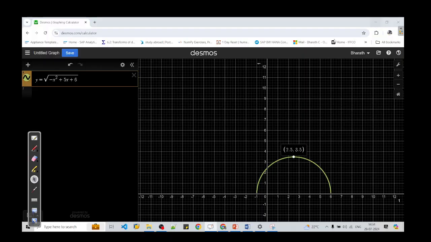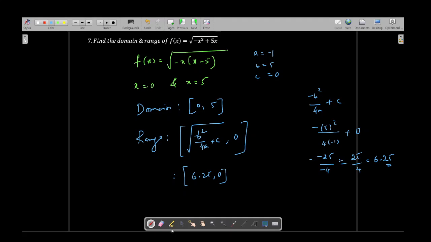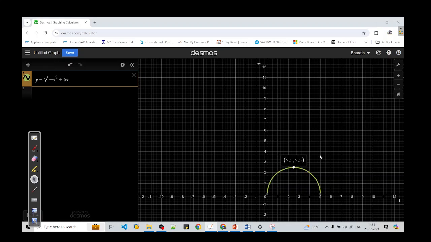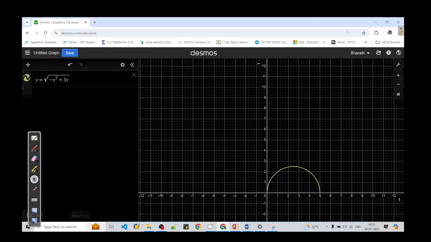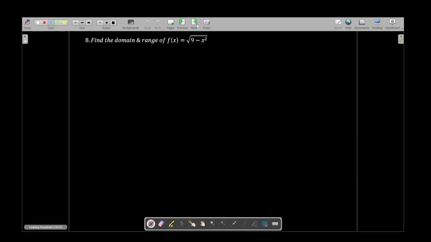Let us verify. Minus x square plus 5x. So this value should come under the square root. So we're doing the same mistake again and again. Square root of 25 by 4 comma 0. This is equal to 5 by 2 comma 0, which is 2.5 comma 0. This is my range. So this is 2.5 to 0. Let's move on to the next problem.